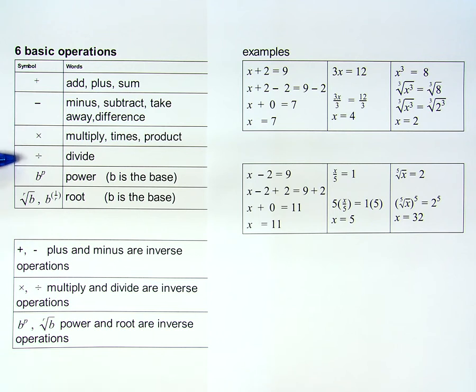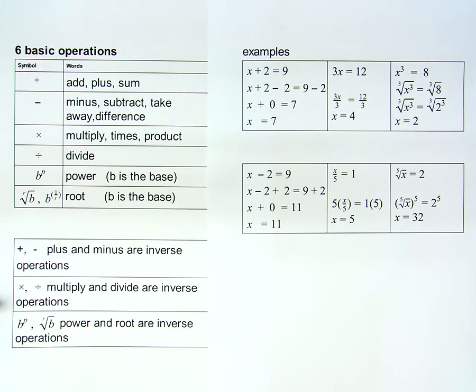This symbol is multiply, or times, or product. This symbol is divide. This is a base B to a power P, and this is a base B to a root of R, and so is this. You can write this either way. All these down here are exponents, but I often think about this as a power and this is a root.